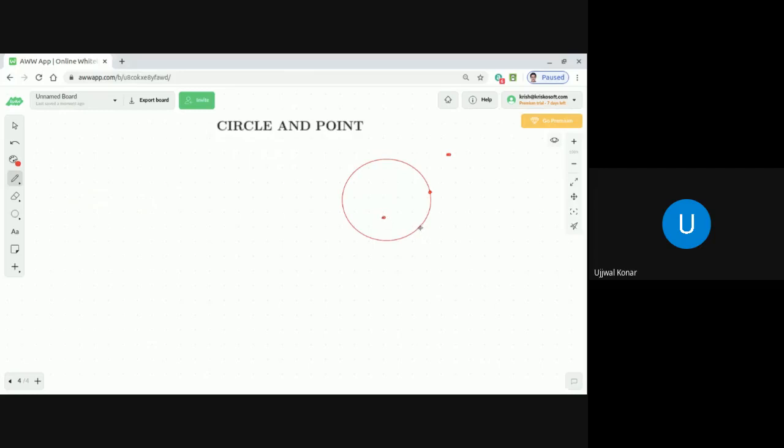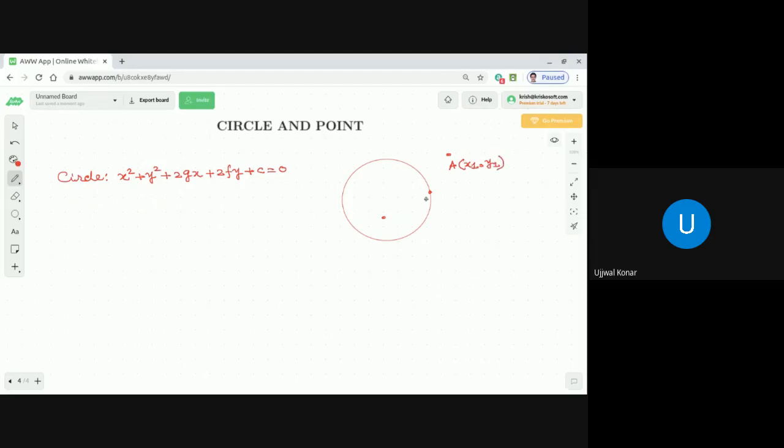Now the equation of the circle is given to us. What is the equation of the circle? Suppose the equation of the circle is x² + y² + 2gx + 2fy + c = 0. So this is the equation of the circle. And what is the point? Suppose the point is A with coordinates (x1, y1).